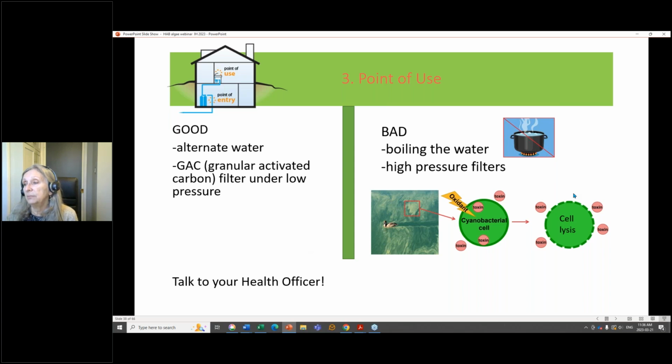Boiling the water, as you see in this lower image, can create cell lysis. That's fancy language for breaking the cells open and allowing the toxin to escape. The cyanotoxins will withstand boiling. Boiling does not affect them. So you can think of it in terms of the same thing as caffeine. Caffeine is also an alkaloid toxin similar to cyanotoxins. And as you know, if you boil your coffee for hours, it makes the caffeine more potent. It doesn't break it down. So same thing here. And of course, high pressure filters in point of use will actually increase cyanotoxicity to the user.